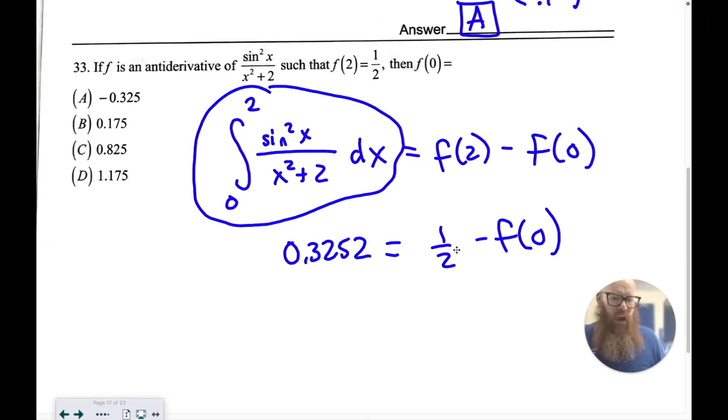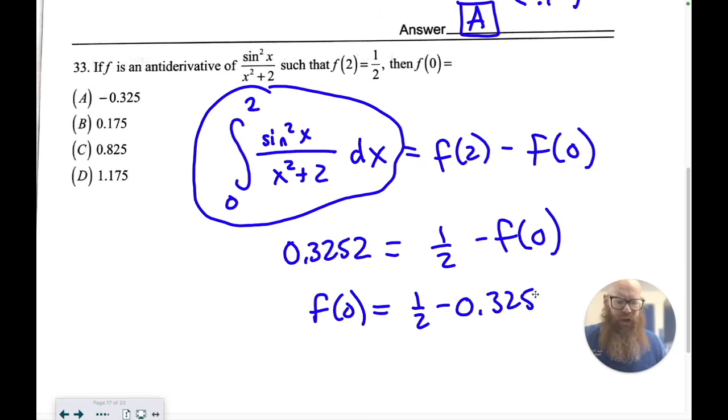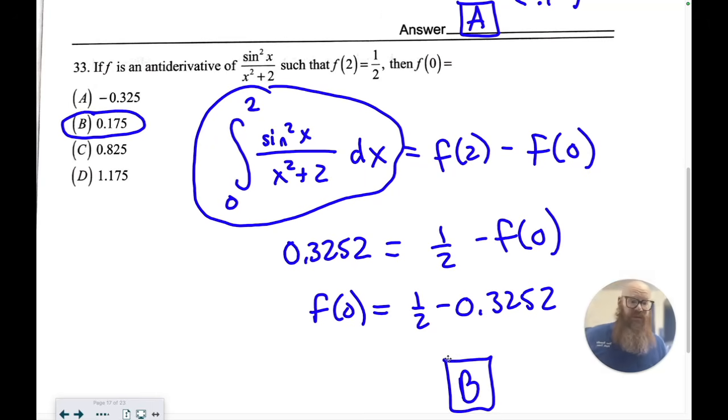And then I'm going to just rearrange to get f of 0 by itself. So I'm going to add f of 0 to this side, and then I'm going to subtract this. So I have 1/2 minus 0.3252. You can just throw that back into Desmos or just use like your TI-84, but that ends up being 0.175, which is answer choice B. All right, so a nice solid fundamental theorem of calculus combined with Desmos to actually evaluate the integral, which is way too complicated for us to do by hand. So don't evaluate any integrals on the calculator section. Just throw it into Desmos.